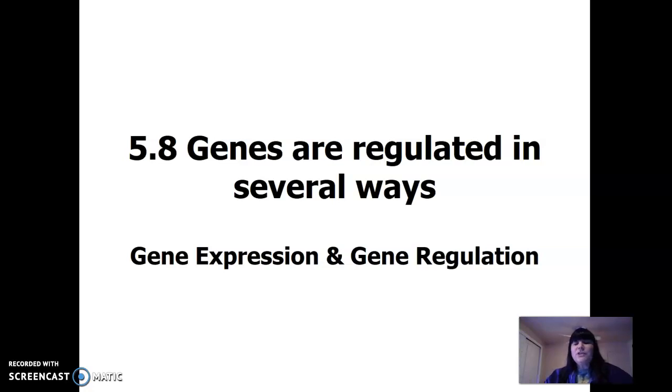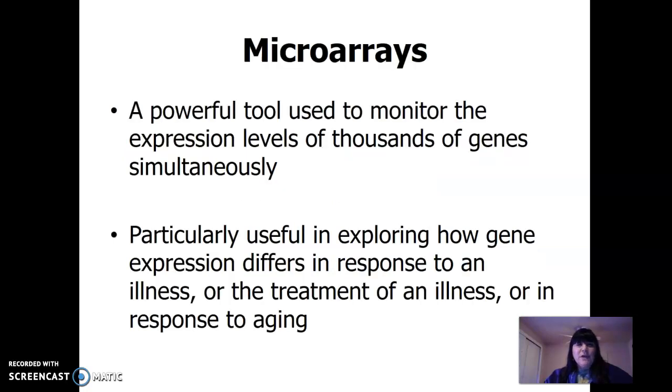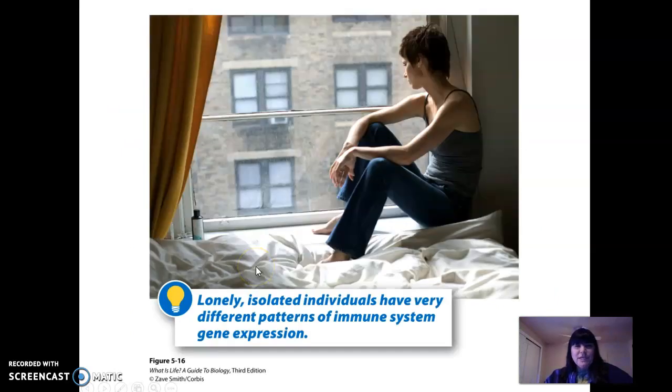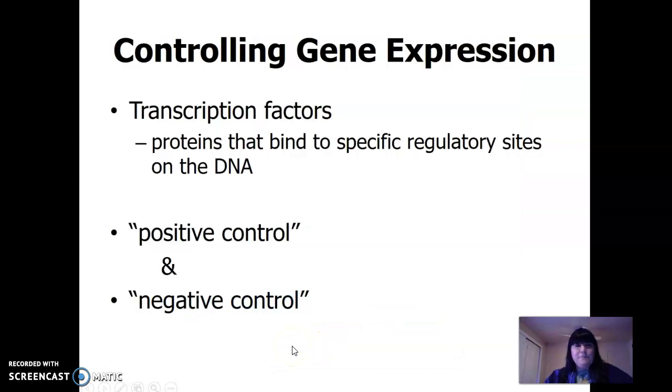And again, this is a huge subgroup of biology. There are tools, it says, powerful tools used to monitor expression levels of thousands of genes, looking at gene expression. So for example, are some people more prone to be depressed than others, and does it have to do with their genes? We see that there is a truth to that, okay? So again, there's that nature versus nurture. The nature is our DNA. So it says lonely, isolated individuals have very different patterns of immune system gene expression.